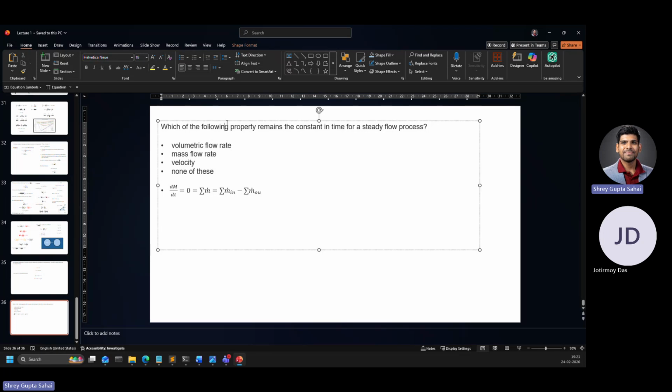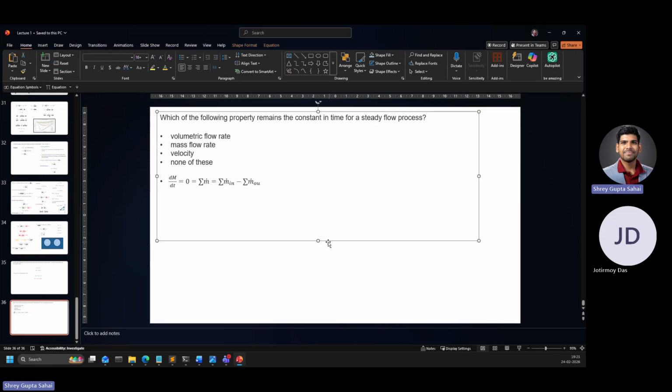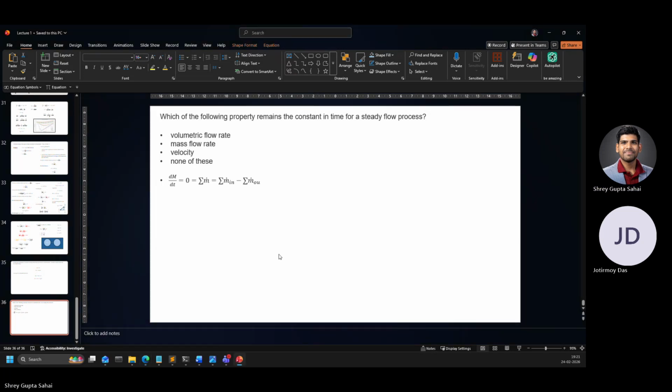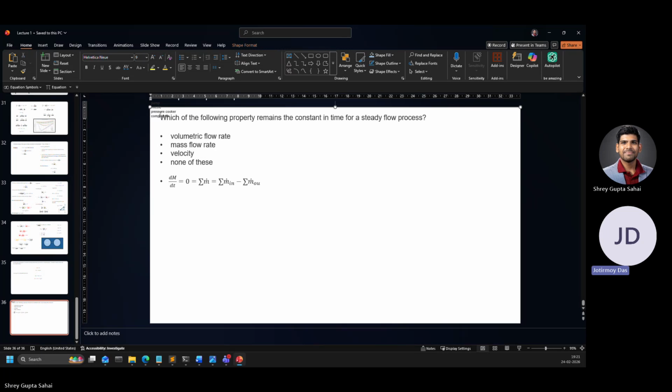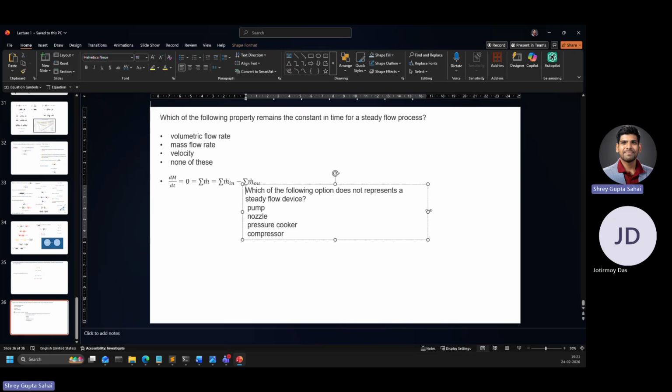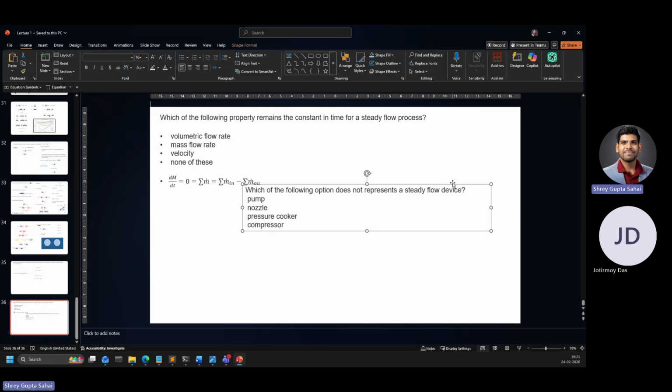The construction of this question is not very precise. Anyways, now let's do this question. What is it? Which of the following options does not represent a steady flow process?